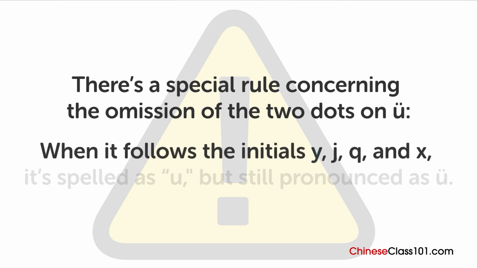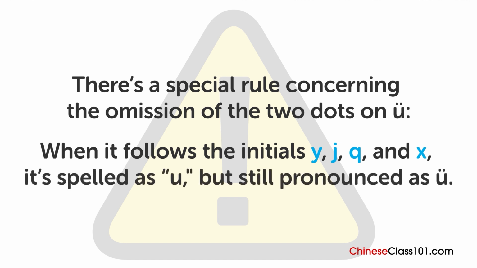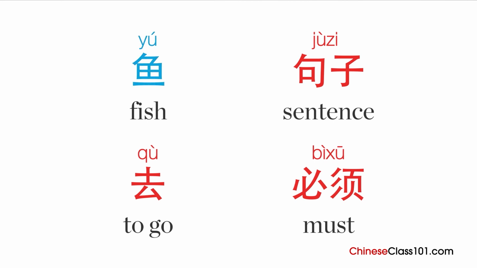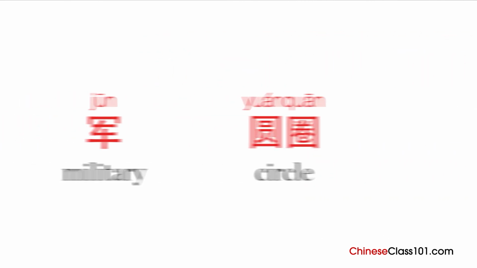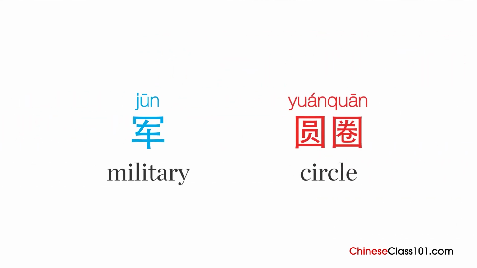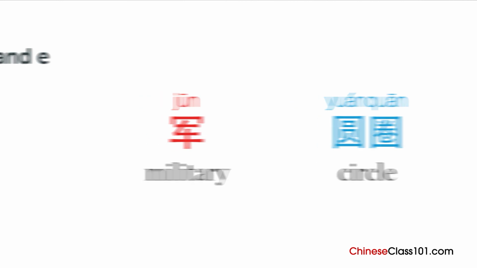There's a special rule concerning the omission of the 2 dots on ü. When it follows the initials y, j, q, and x, it's spelled as u, but still pronounced as ü. For example, 鱼, 句子, 去, and 必须. This rule also applies to any compound finals that start with ü. For example, 均 or 圆圈.